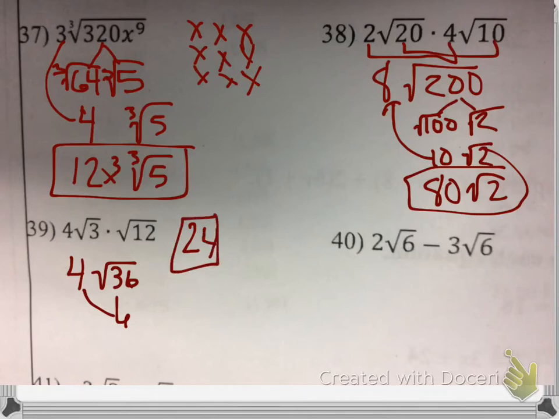Adding and subtracting. Guess what? These need to be the same, and then you just add or subtract the coefficients, the numbers in front. So 2 minus 3 is negative 1 square root of 6, or just negative square root of 6. These shouldn't be too difficult per se. You just got to work through them as you need to. Here, you've got negative 3 minus 1 is negative 4 square root of 3.